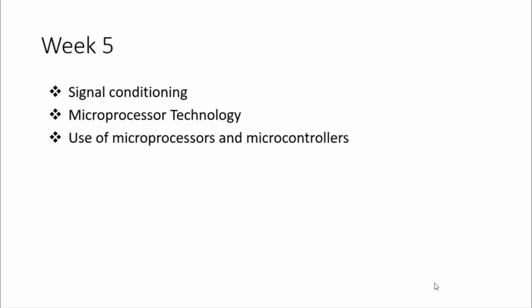In the next week, we will see how the raw signals coming from the sensors can be made useful to process in the microprocessors. We will see in detail the technology associated with microprocessors, the difference between microcontrollers and microprocessors, and what are the various applications of both these technologies in the automation industry, and various configurations and working of the microprocessors.